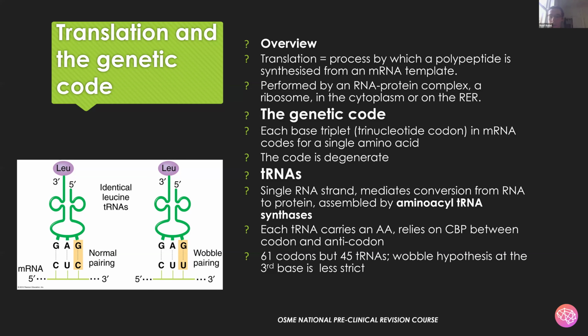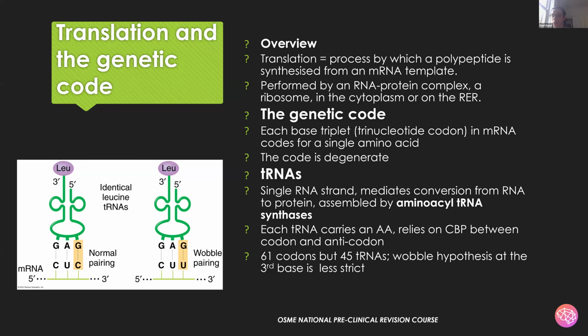So this is a single RNA strand shaped like a clover leaf because of intrachain base pairing. And this mediates the conversion between mRNA and protein. Our tRNAs are charged by aminoacyl tRNA synthetases, which attach the correct amino acids. It's highly specific, and there's also a proofreading mechanism to ensure its accuracy. Each tRNA molecule carries one amino acid to the ribosome, providing the substrate for polypeptide synthesis. And it has an anticodon, a sequence of 3 nucleotides complementary to the mRNA codon.